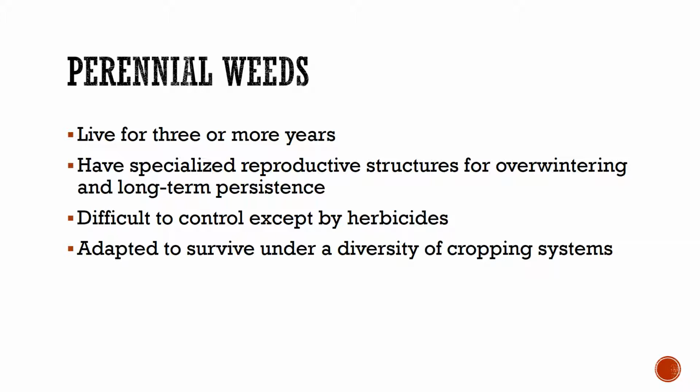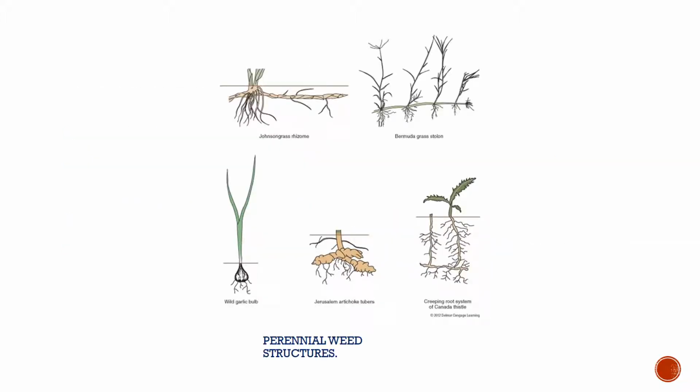Maybe not to the intensity that it was the year before, but it still can grow back. So here are some examples of perennial weeds and structures. Johnson grass and Bermuda grass, you can see those grass stolons and rhizomes there. We see some creeping root systems like the Canada thistle, and that wild garlic bulb. We're starting to see that a lot more, and that takes a little bit more management to take care of.